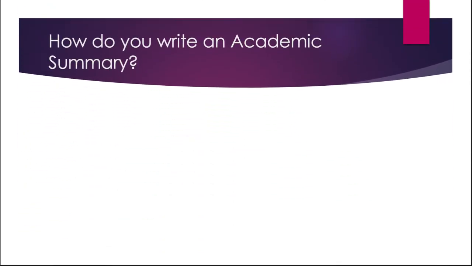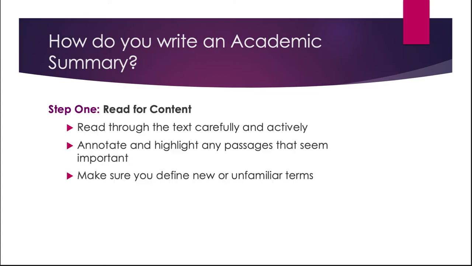How do you write an academic summary? Writing an academic summary takes a few different steps, so let's go through some of those now. Step 1, you have to read your source material, and we're going to do this in a couple different steps. The first step is to read for content.